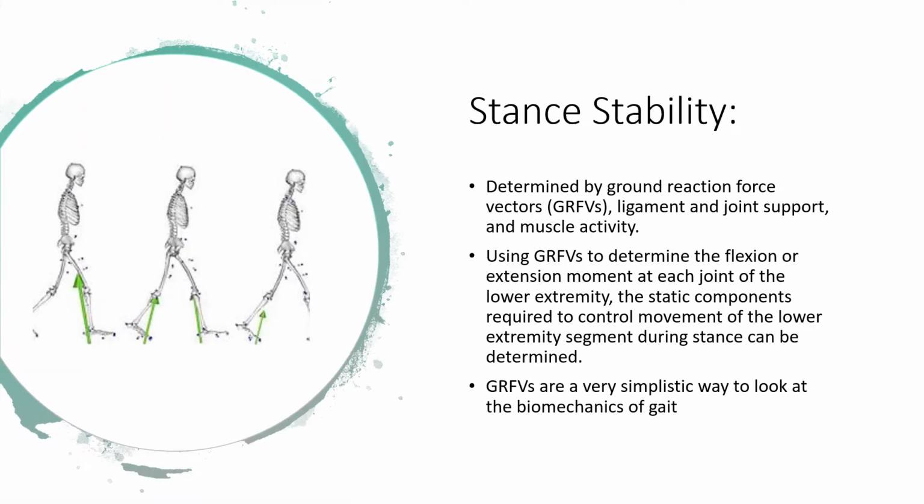The next one is stance stability, and that's going to be determined by ground reaction force vectors, ligament and joint support, and also muscle activity. These ground reaction force vectors are used to determine the flexion or extension moment at each joint of the lower extremity. The static components are required then to control that movement of the lower extremity segment during stance and can be determined specifically and measured appropriately. This is also a very simplistic way of looking at the biomechanics of gait. So we're just essentially using physics and vectors to determine what's exactly going on here.